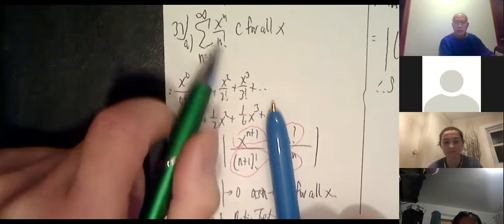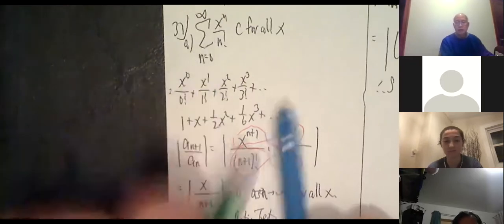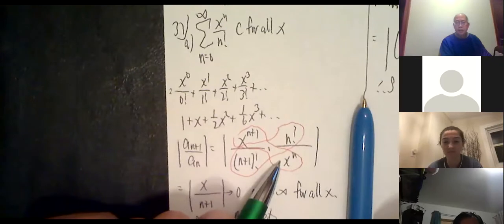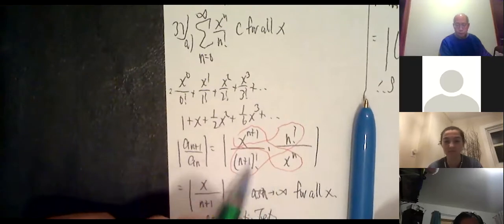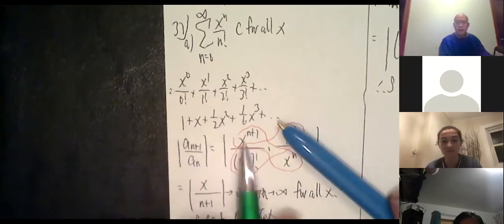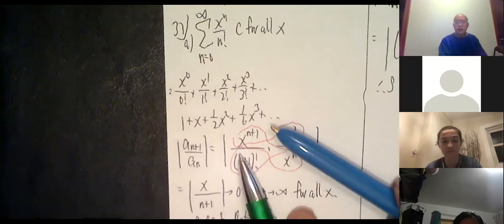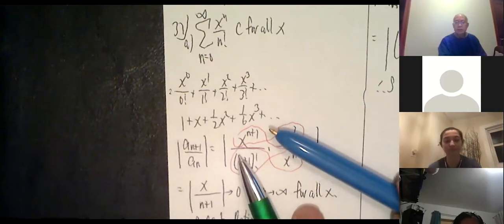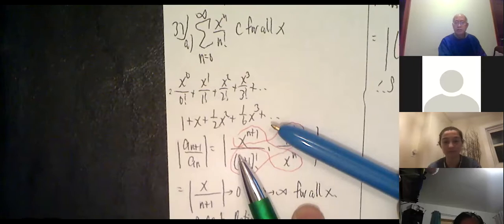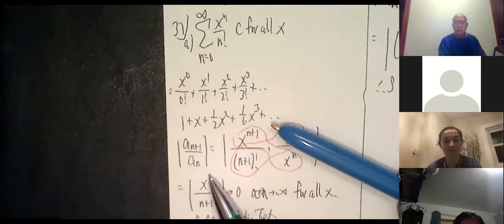Divided by a sub n. So that means just flip this. So n factorial over x to the n. And this is the way they combine. What is the x stuff? x to the n plus 1 divided by x to the n is x on top.